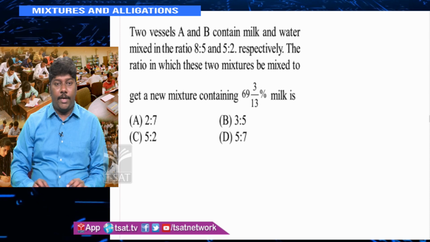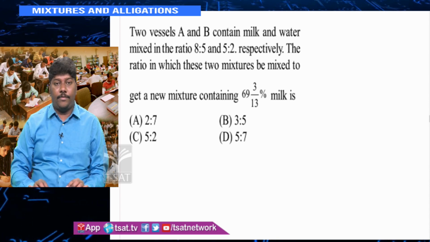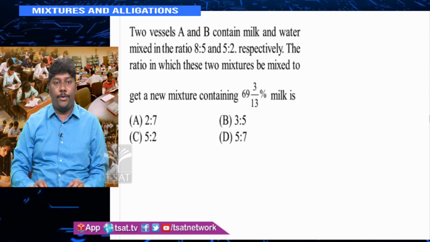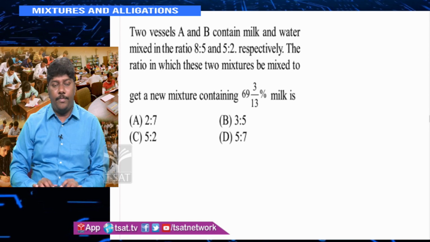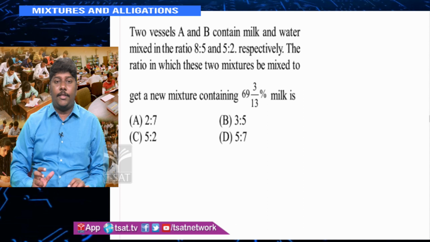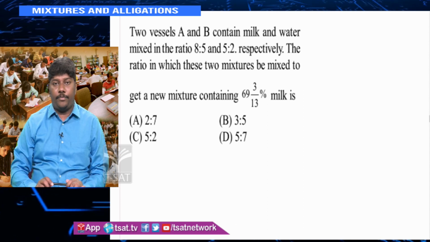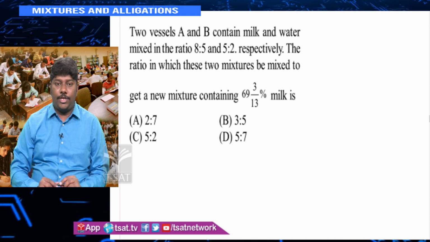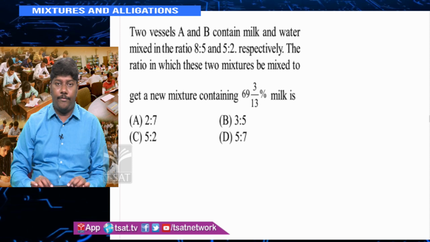Two vessels A and B contain milk and water mixed in the ratio 8:5 and 5:2 respectively. In what ratio should these two mixtures be mixed, meaning N1 is to N2, he is asking you, so that you get the new mixture containing 69 3/13% milk. See, milk is huge here, 69 3/13, but there is no rule that I have to take milk, so I am going for water.